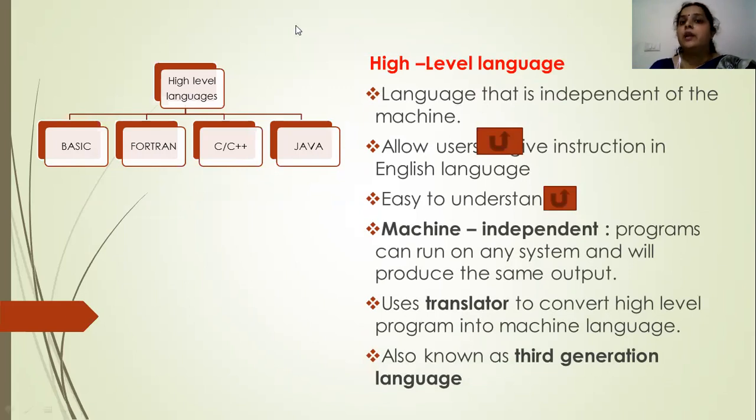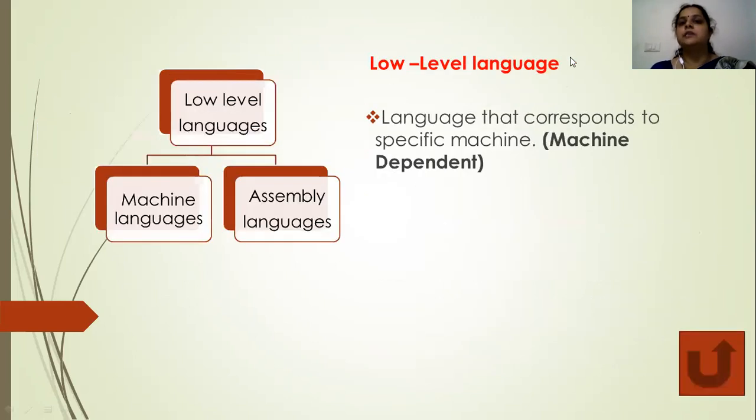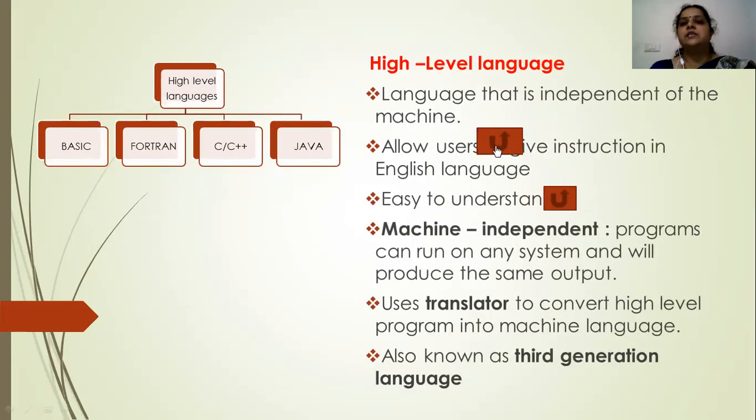First of all, unlike our low level language, which was dependent on machine, right? I think you all remember that at the start of the video I told you that low level languages are machine dependent. But our high level language is independent of machine. Means if we run our program on any other machine also, suppose I have made a program in C++ and I take that program and run it on some other system, then also I will get the same output.